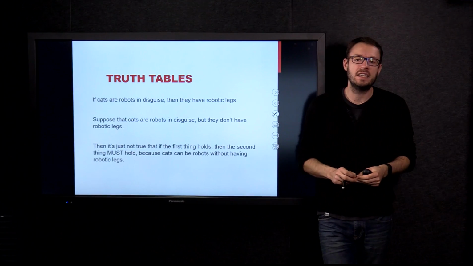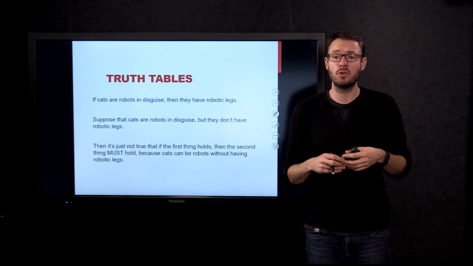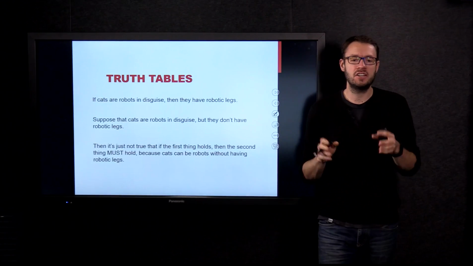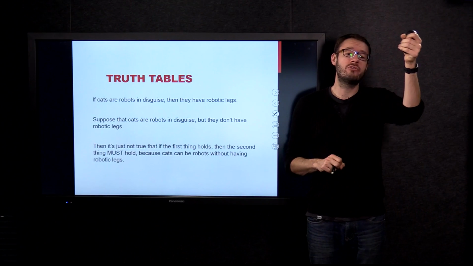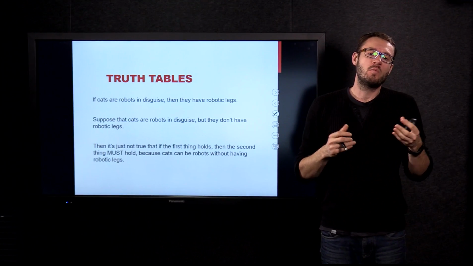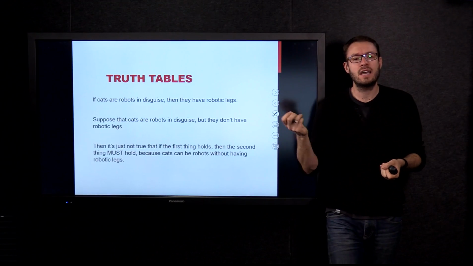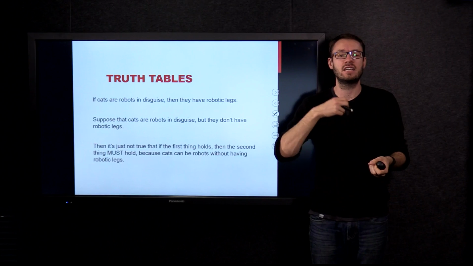So what we can see is that we're going to be able to understand when this conditional statement is false quite straightforwardly. If the conditional statement is telling us that when you've got the first thing, then you have to have the second thing, then what happens when you've got the first thing and you don't have the second thing? Well, it seems like the conditional is actually failing. It seems like the conditional is false.